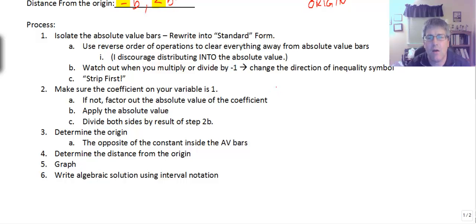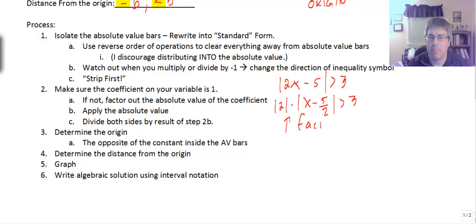So if it's not 1, if we have something like the absolute value of 2x minus 5 is greater than 3, well, this is not standard form, so we'll have to factor out the absolute value of 2. If we factored out the absolute value of 2, we'd have the absolute value of 2 times the absolute value of x minus 5/2 is greater than 3. So here we have factored out the absolute value of 2, and if we distribute it back in, we would get the same thing. So that's the tricky part.